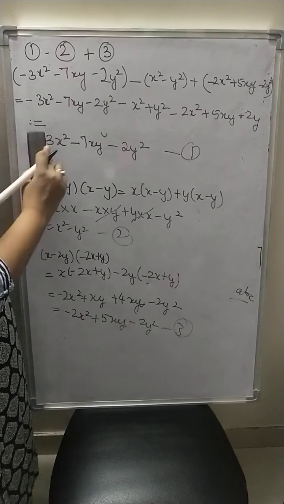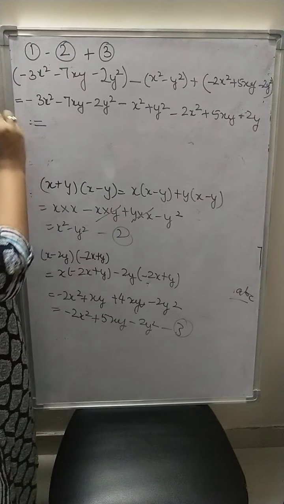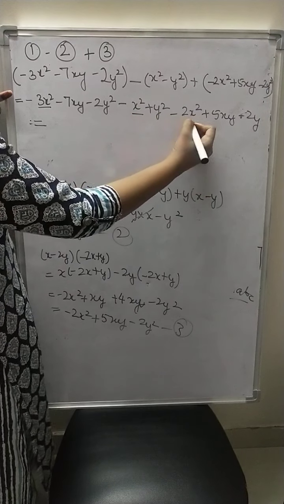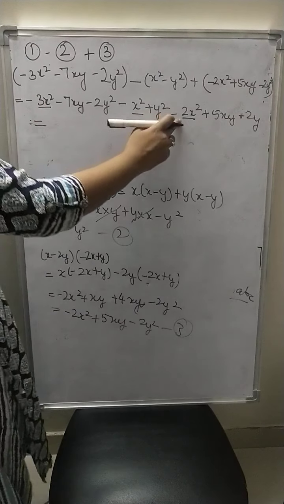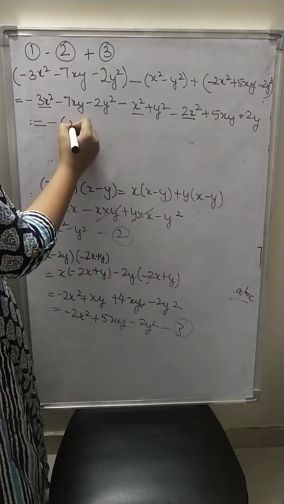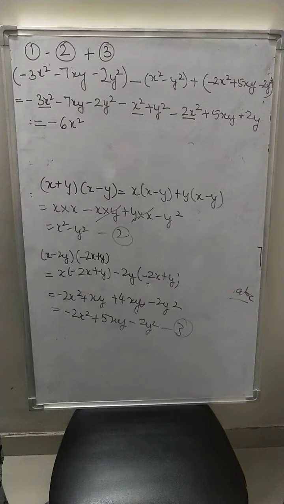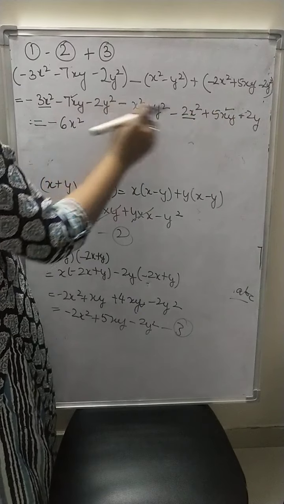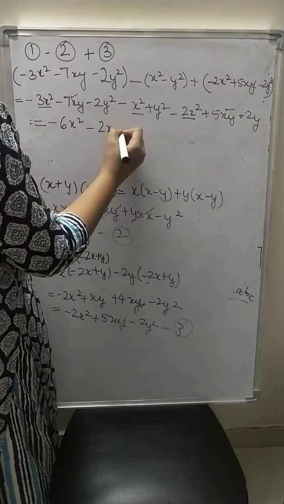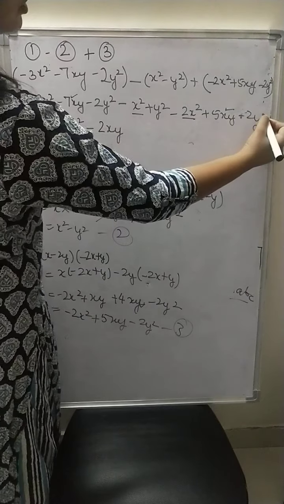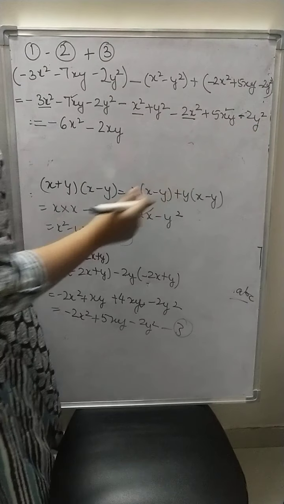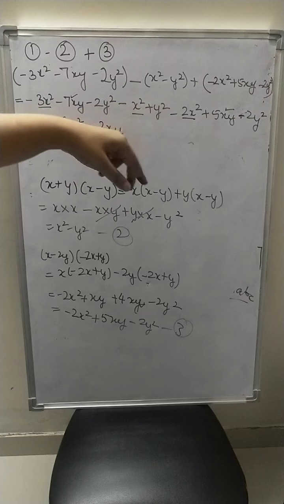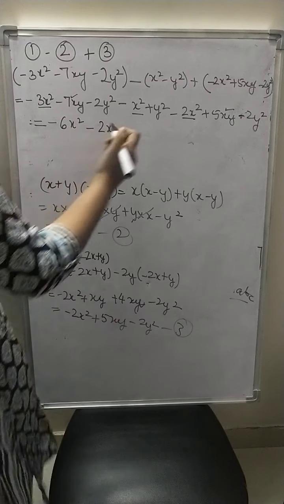Now children, collecting the like terms, we look for the like terms. First the x square ones, this one and this one. So 3 terms are there. So this is minus 3, minus 2 and minus 1, so that is minus 6x square. Now the xy terms, the first one is this, the second one is this. So minus 7 and plus 5 will give minus 2xy. Now y terms. So minus 2y square plus y square minus y square will give me minus 3y square.